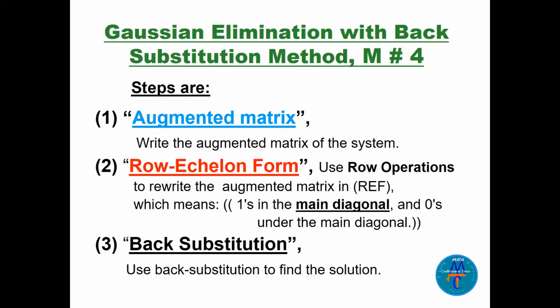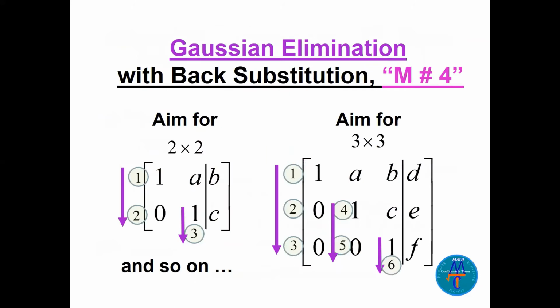Now first we write something called augmented matrix. I will show what it means on the next slide. And then we have to change the rows and columns until we get ones in the main diagonal, you know, 1, 1, 1 in the main diagonal of the matrix, and then zeros under the main diagonal. We call this row echelon form. And then we find a solution. Let me explain by the example.